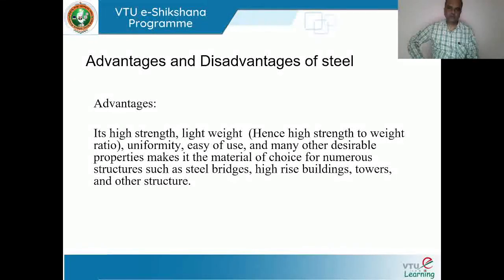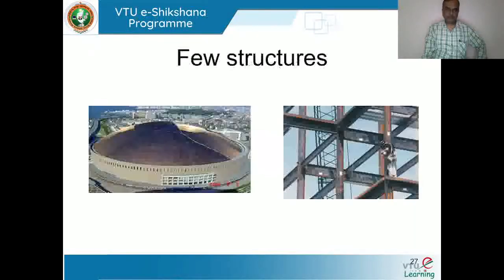So there is a reason, in case of steel structure, high strength to weight ratio plays a very important role. Uniformity in cross section, uniformity in properties throughout the length of the member is another advantage. It is rather easy to use, and there are many other desirable properties that make steel a material of choice for numerous structures such as steel bridges, high-rise buildings, towers and other structures.